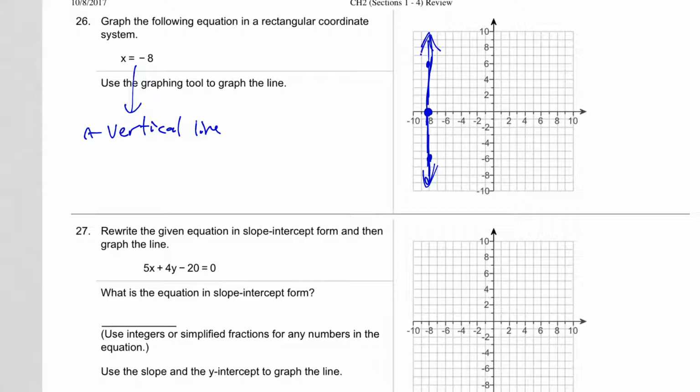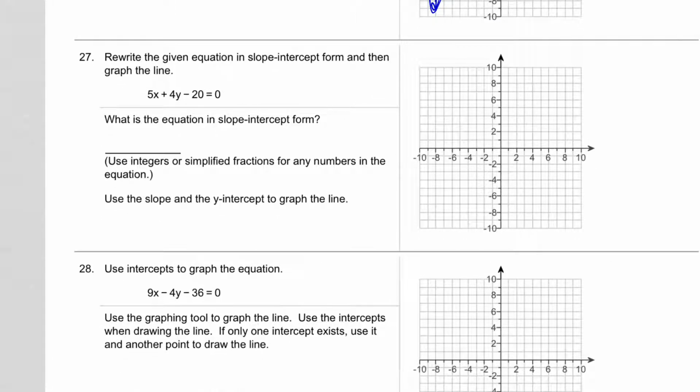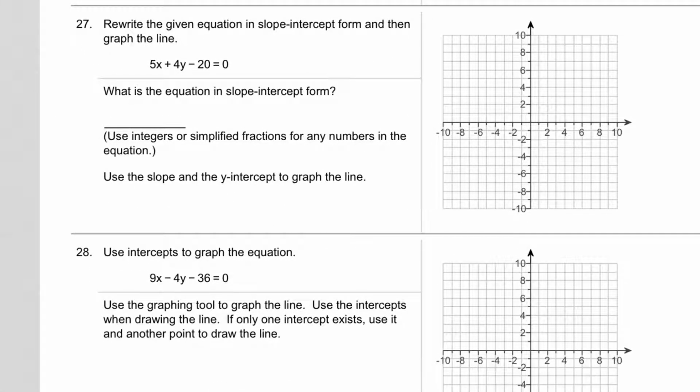Okay, so know the difference between those two. Then we have: rewrite the given equation in slope-intercept form and then graph it. So that's asking you to basically isolate the y.